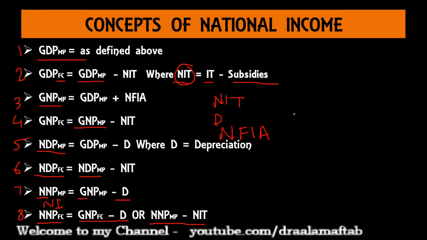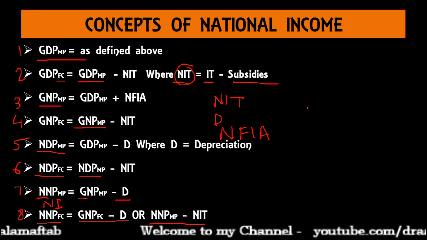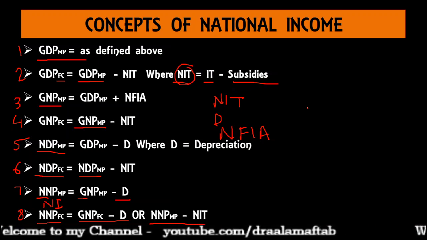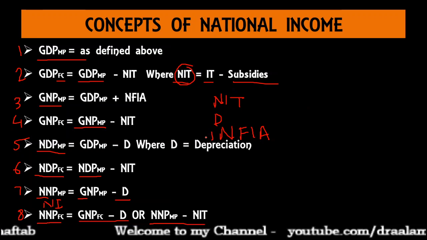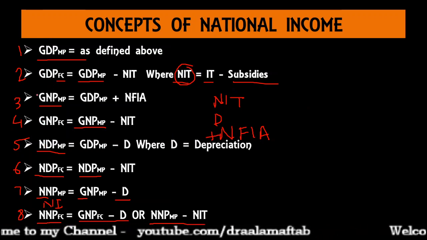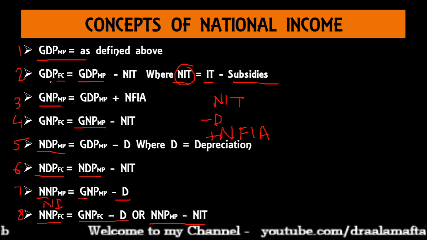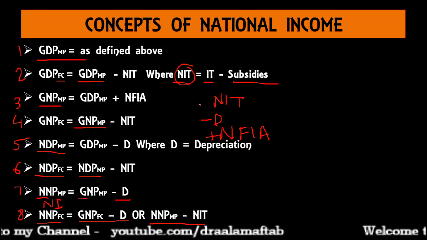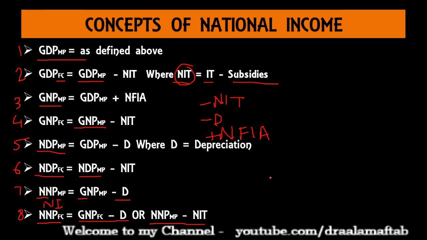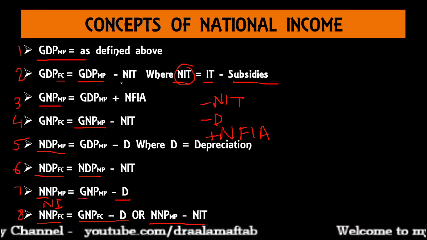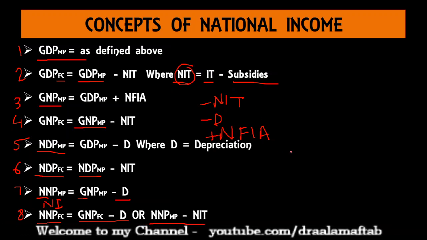So what is the simple rule? The simple rule is, to get the national concept, that is GNP, from domestic value you convert into national value by adding net factor income. To get the net value from gross value, deduct depreciation, and to calculate values at factor cost, deduct NIT from market price. So these three concepts are there which you must know before calculating the concepts of national income.